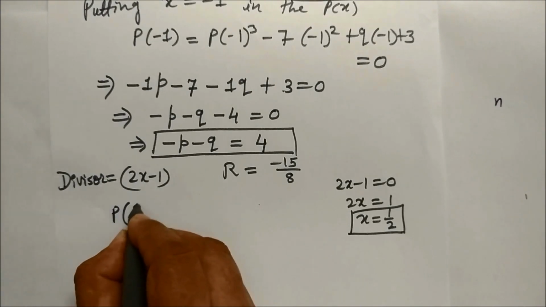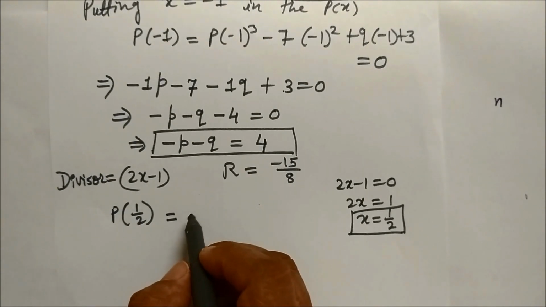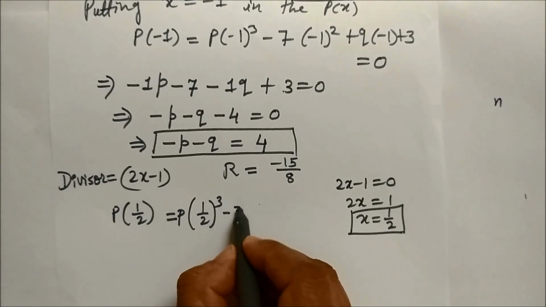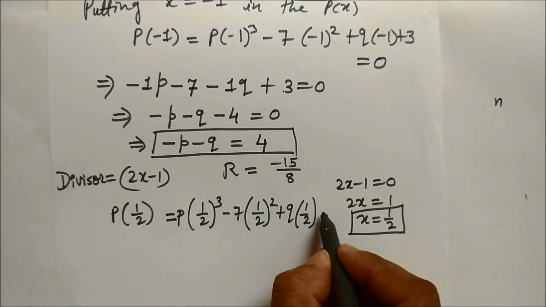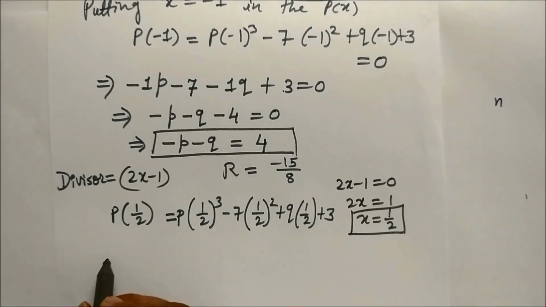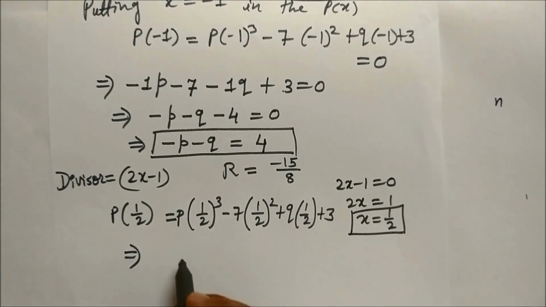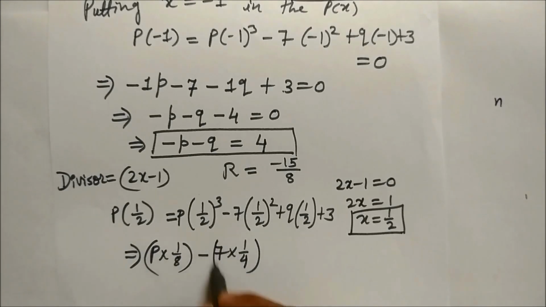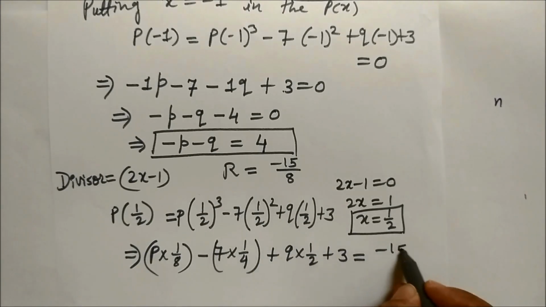So p of 1 by 2 is equal to, wherever we have x we will write here 1 by 2. So p in bracket 1 by 2 cube, minus 7, 1 upon 2 square, plus q, 1 upon 2, plus 3. And the remainder is here minus 15 by 8. So we can write this is equal to minus 15 by 8. So here p into 1 by 8, minus 7 into 1 by 4, plus q into 1 by 2, plus 3 is equal to minus 15 upon 8.